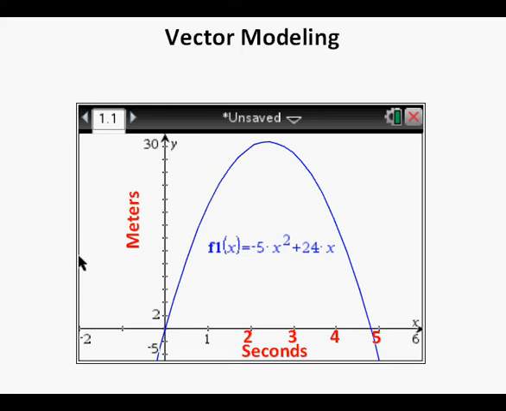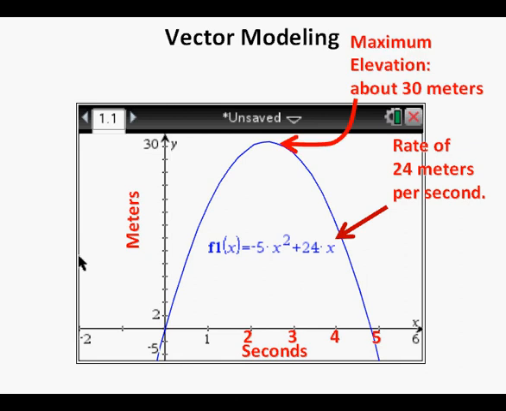And the meaning of the function is that this object, maybe a football kicked in the air, or a rock thrown upward, or something else, moves initially at a rate of 24 meters per second, and that's the meaning of the 24x in the function. And as time goes on, after 2 seconds, the object reaches a maximum elevation of about 30 meters. And later, nearly 5 seconds after being launched, the object reaches ground level again.